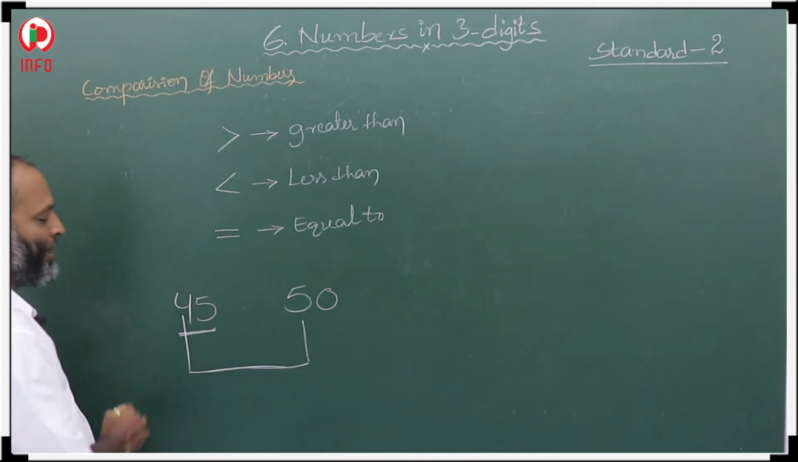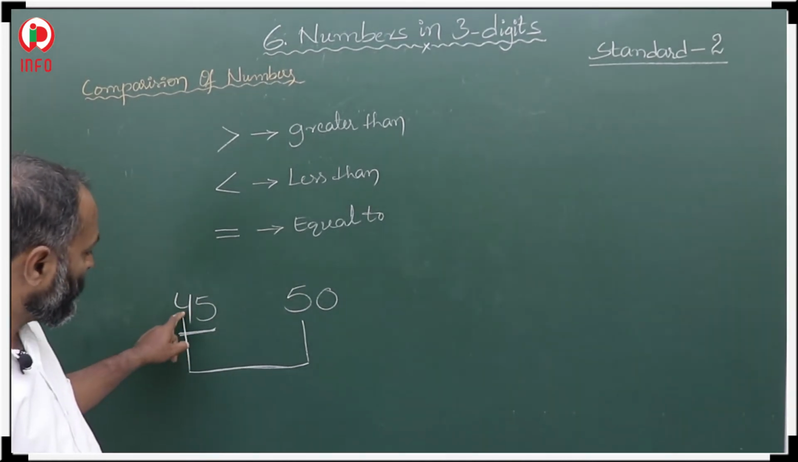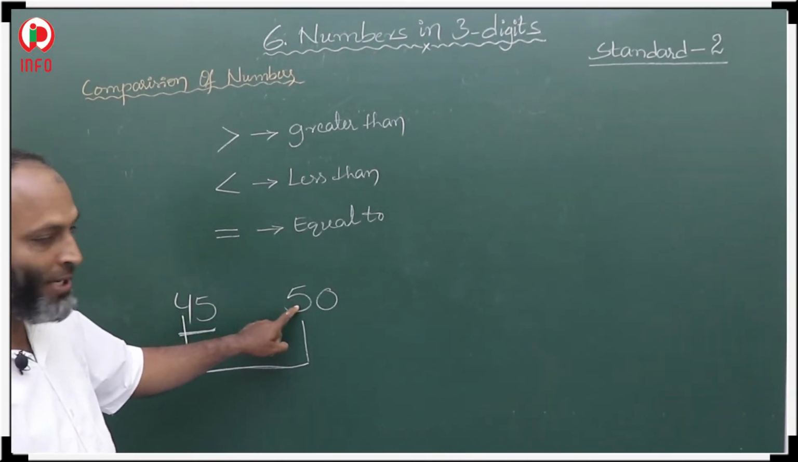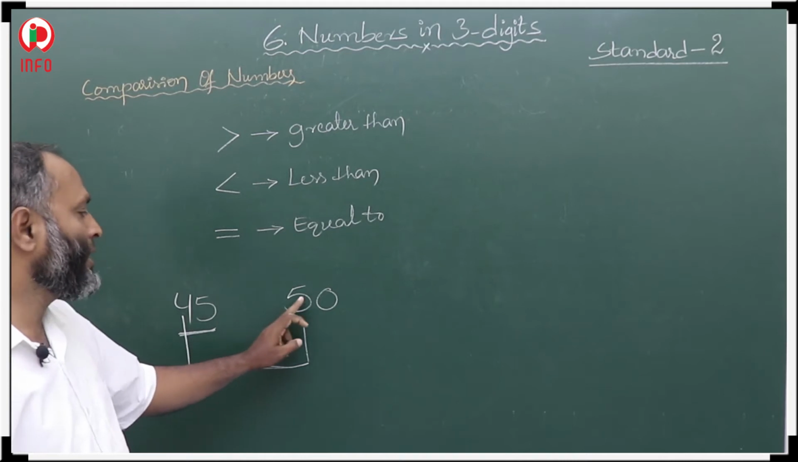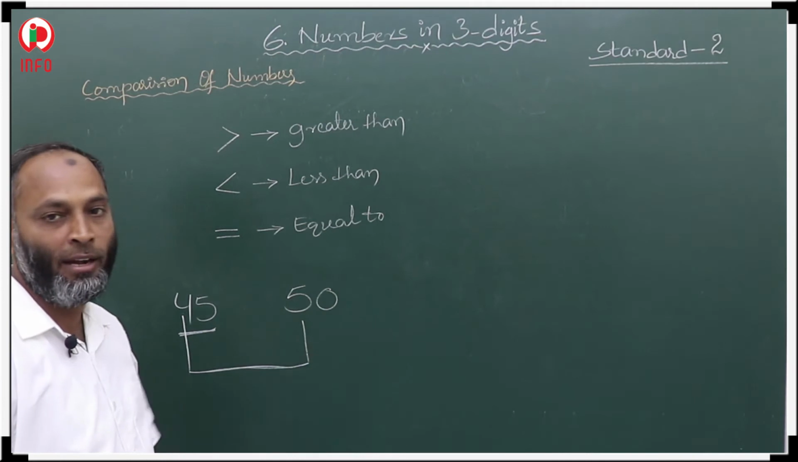In between 4 and 5, this 4. See this one, we compare it with the second. 4 is less than this 5. Don't compare like this. For the first number we have to compare with the second.